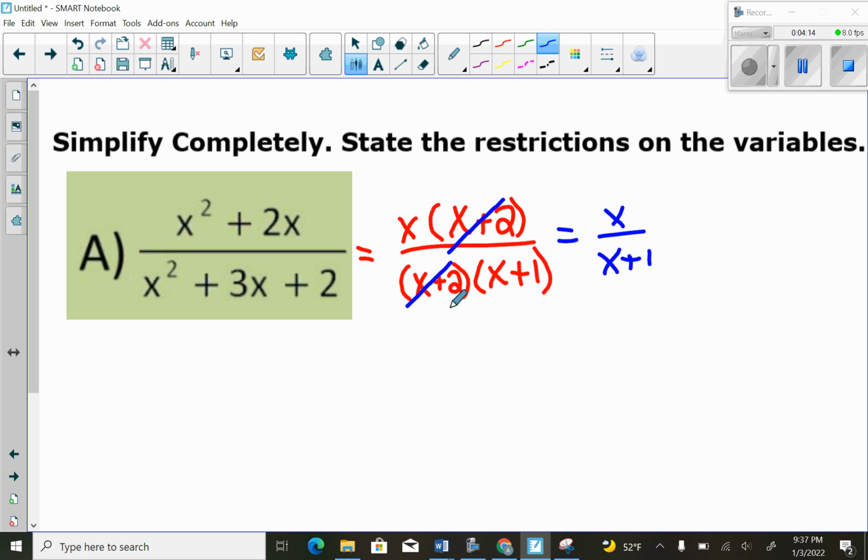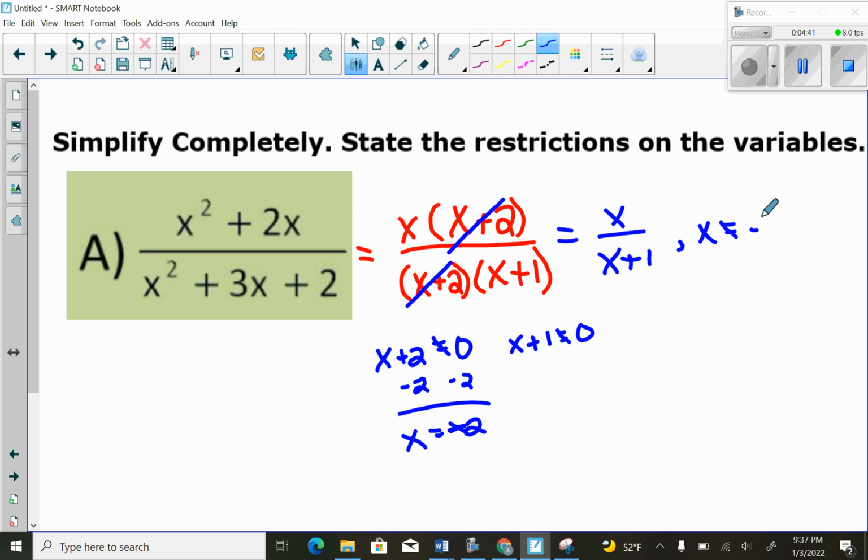And then we look here for our domain restriction. I'm going to take those factors individually and see where they would equal 0. So x can't equal negative 2. And x can't equal negative 1.